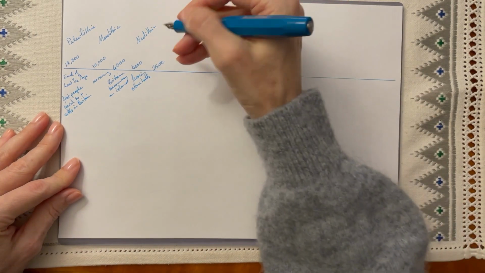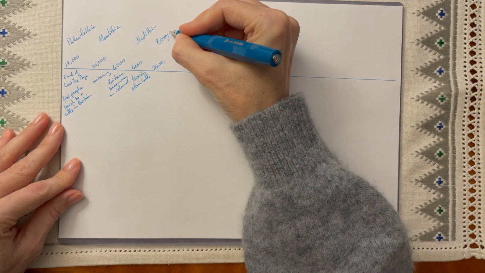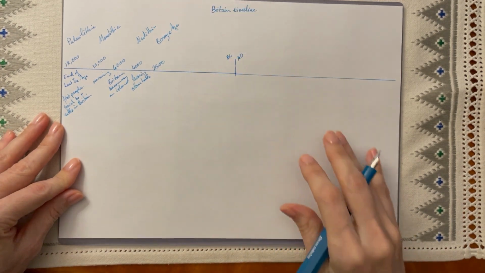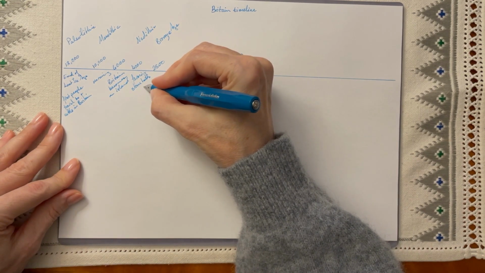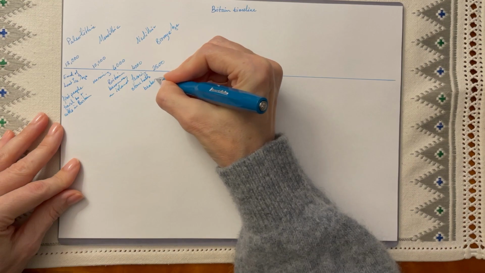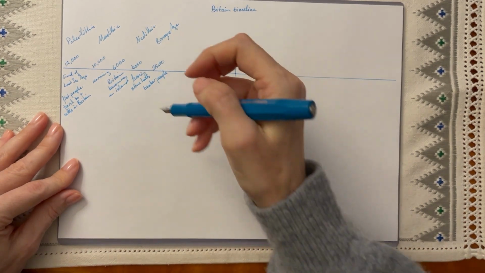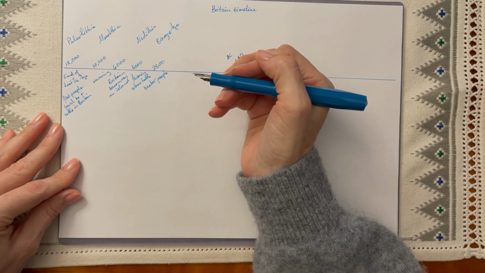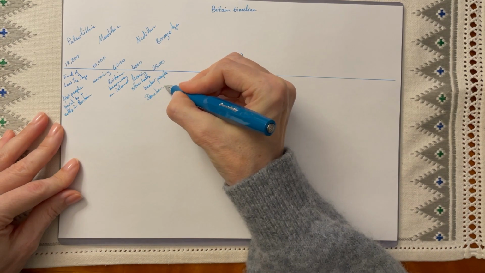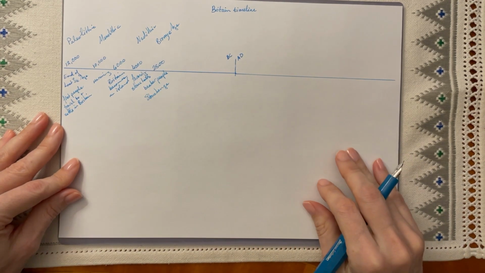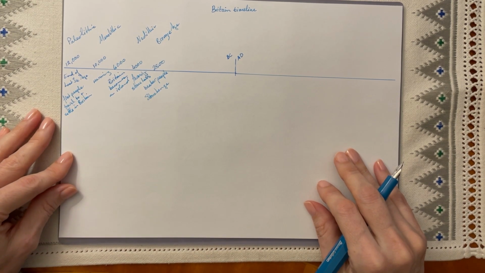2500 BC, the Bronze Age. What happens in Britain? The beaker people, the bell beaker culture, make it to Britain, and Stonehenge is built. So it's the age of the stone circles.